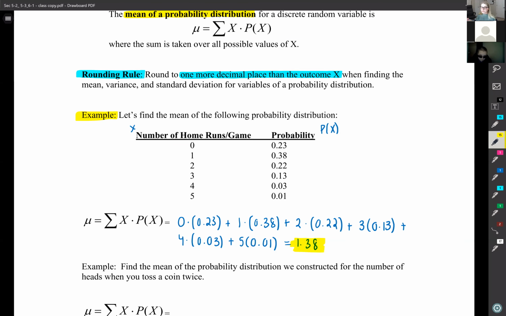So the mean of this probability distribution is 1.38. This kind of tells you that maybe on average, around 1.38 home runs occur per game.